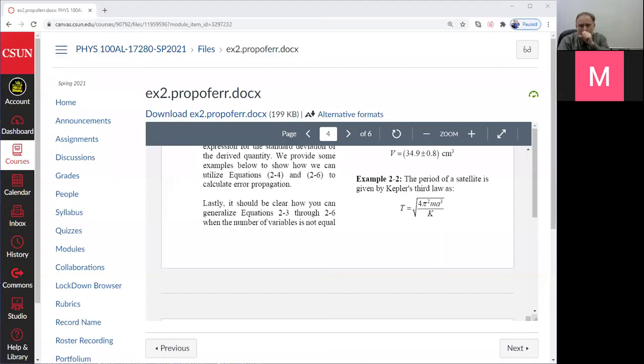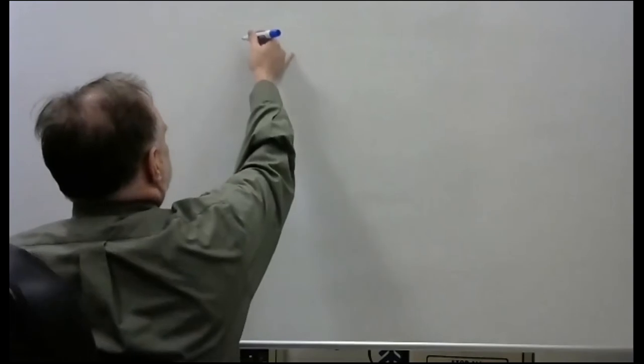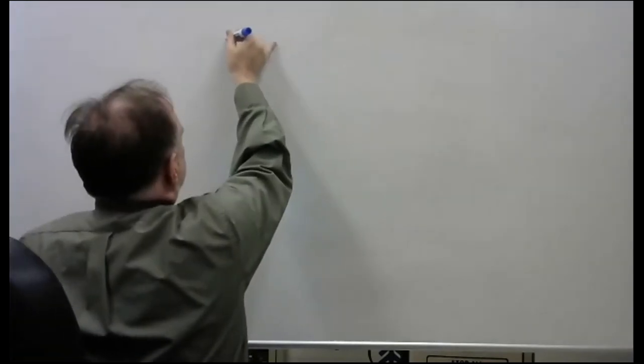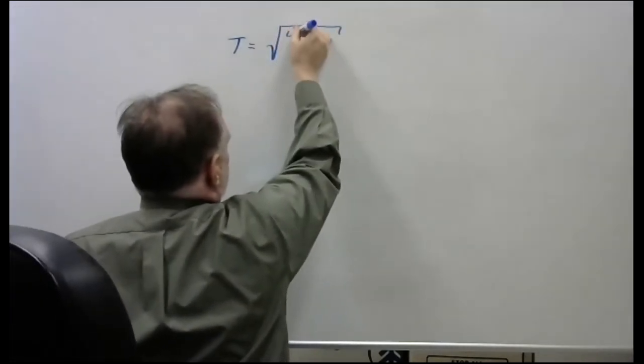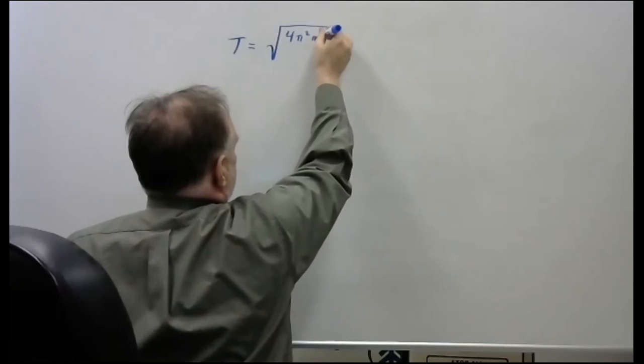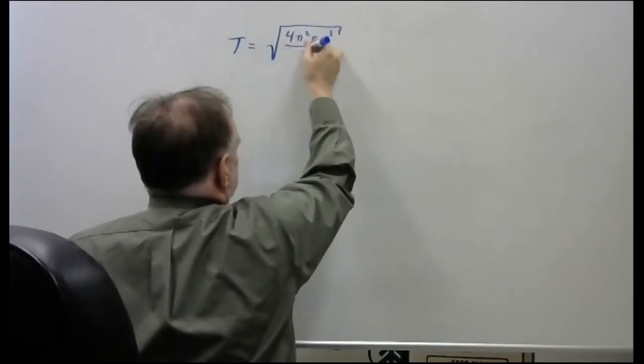All right, so here we have this formula. It looks like this. T equals 4, the square root of 4 pi squared ma cubed over k. So I'm going to write this on the board here. Okay, so we have this. T equals the square root of 4 pi squared ma cubed over k.